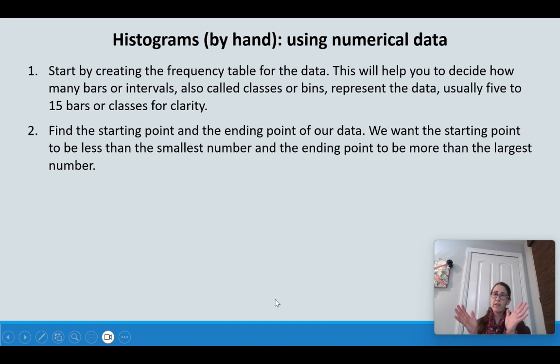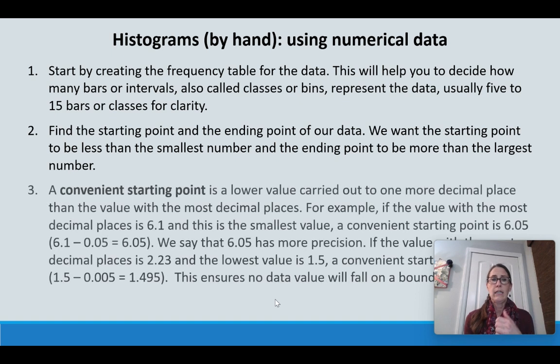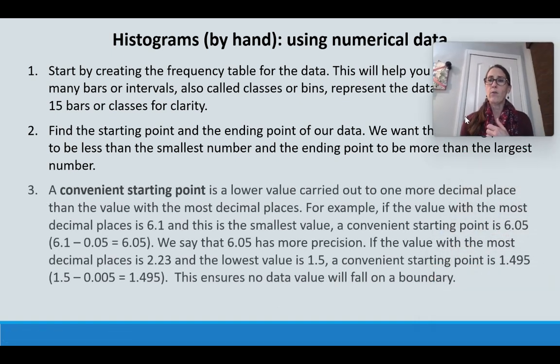So if we're trying to figure this out by hand, we find the starting point and the ending point of our data. We want the starting point to be less than our smallest number and the ending point to be more than our largest number. Sometimes what we do is we go out to one more decimal place than the data value with the most decimal places. So if the value with the most decimal places is 6.1 and that's our smallest value, then we might start at 6.05. So one more decimal place below our smallest starting value and one more decimal place than the value with the most decimal points.